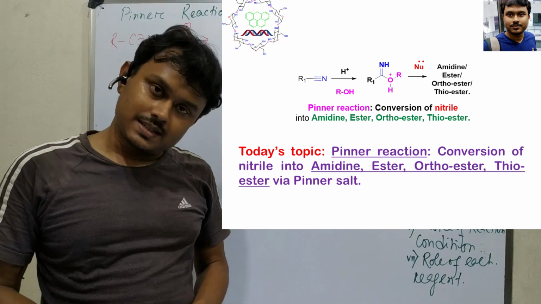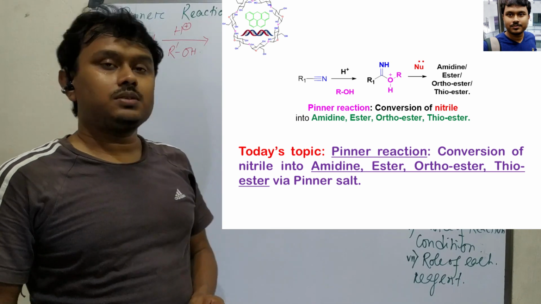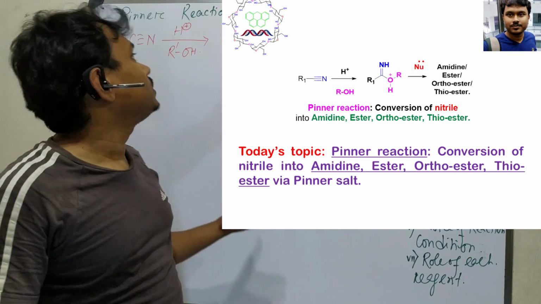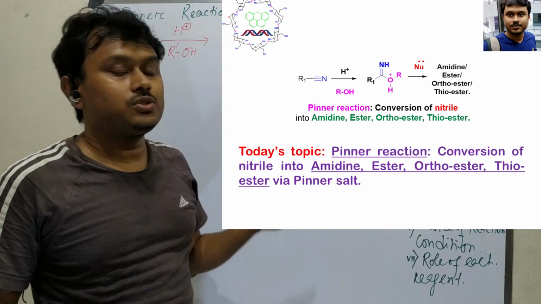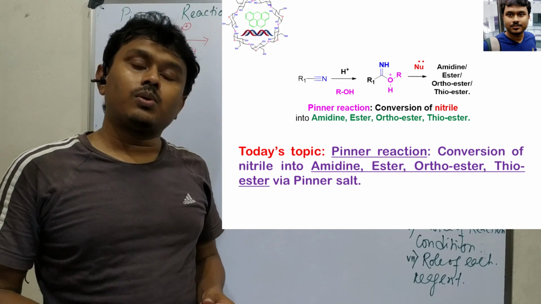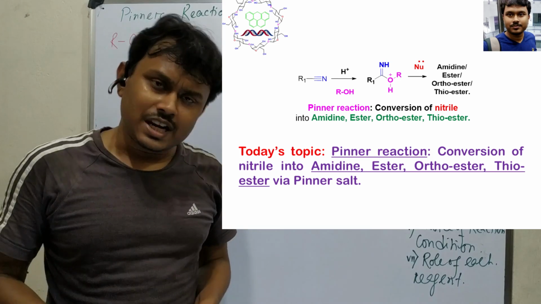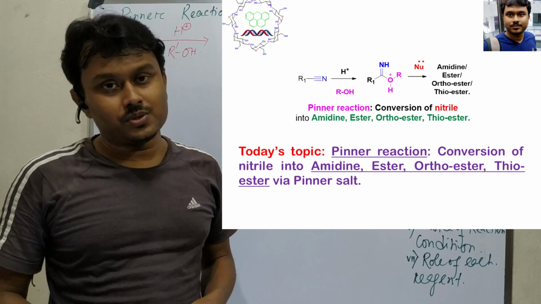So today we will discuss a name reaction, that is the Pinner reaction of nitrile. Means actually a reaction of nitrile. This is a Pinner reaction. This is a conversion of nitrile into ortho-ester, amidine, thio-ester, ester, etc. So this is not generally that famous a name reaction, but its application is very good.